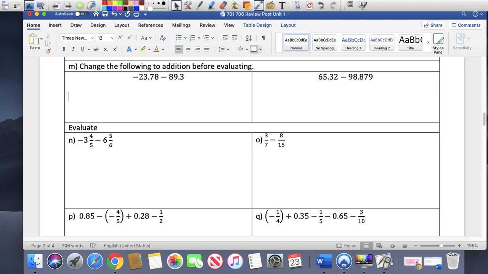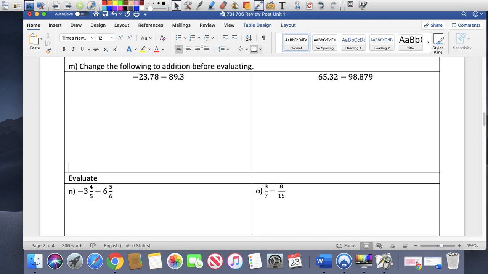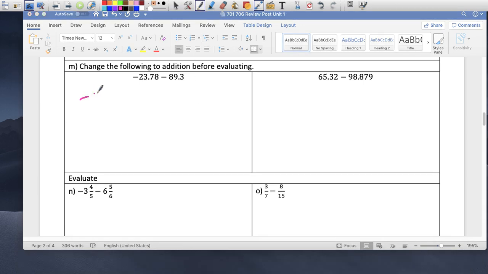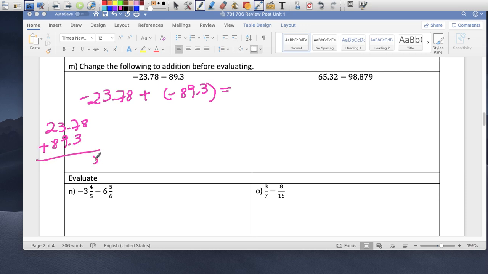Add, so it's two decimals. Again, we can put this like this. Change that to addition, and this becomes negative 89.3. They're both negatives, so we're going to add 23.78 plus 89.3, which equals 113.08, but negative.